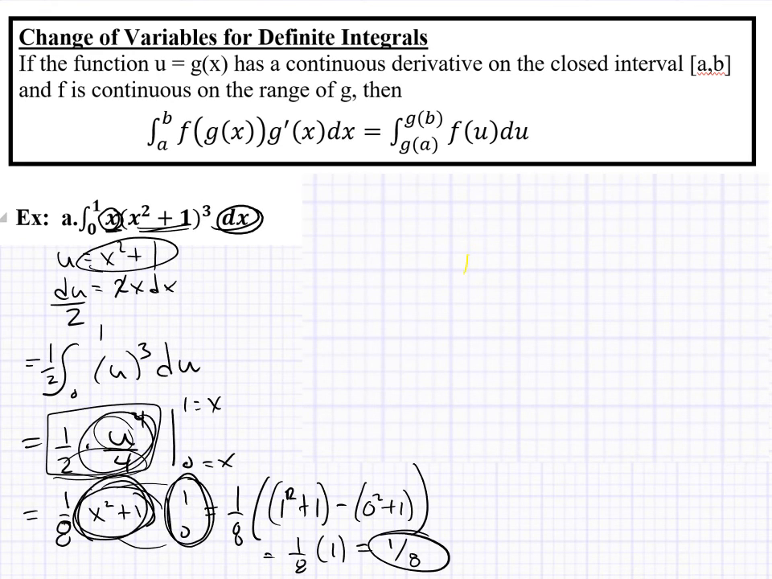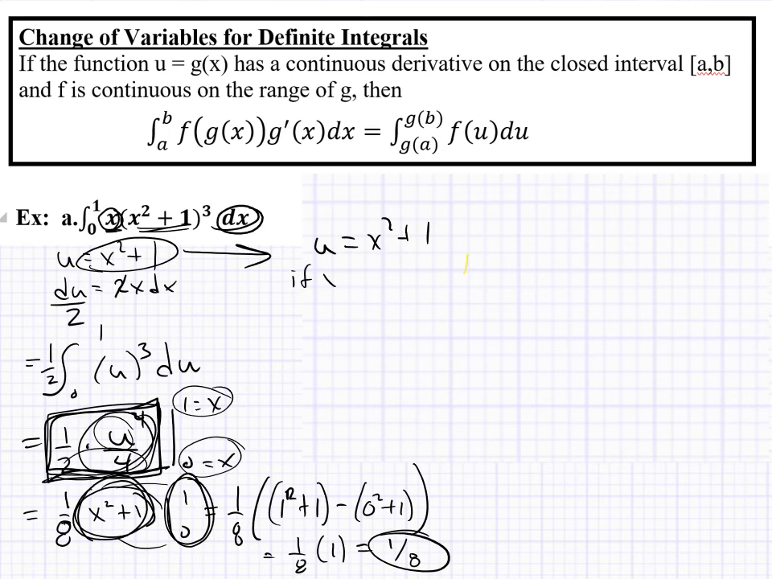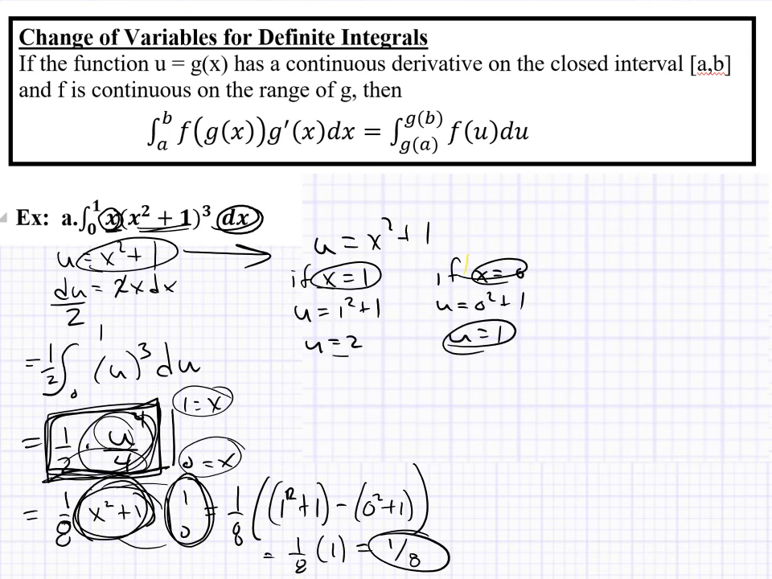But there's an alternative. The alternative is to switch these over to u values. And then you could stop here and plug right into here. How do you do that? Your substitution. You have that u equals x squared plus 1. So if x equals 1, you could find that u equals 1 squared plus 1, which means u equals 2. If x equals 0, you can find out that u equals 0 squared plus 1, so u equals 1. So instead of x going from 0 to 1, we have u going from 1 to 2.